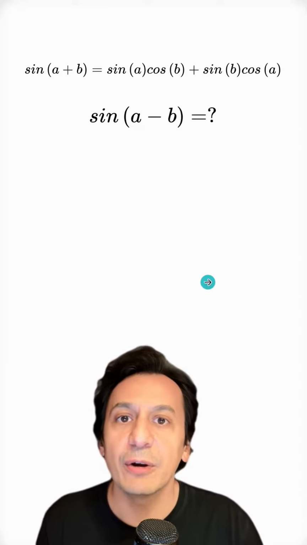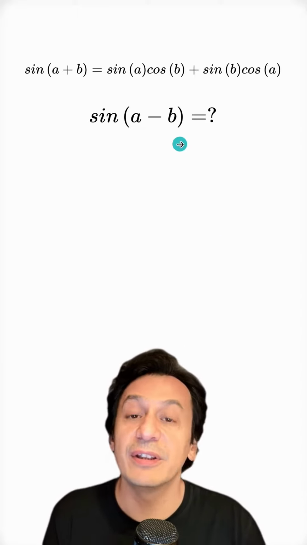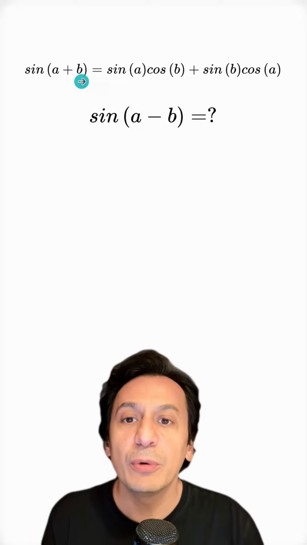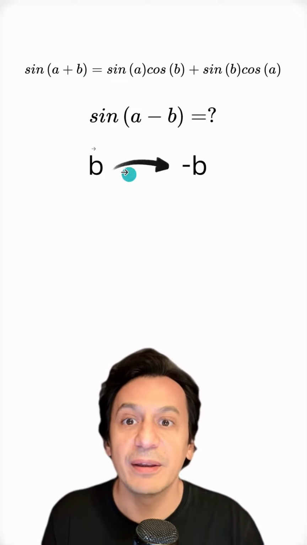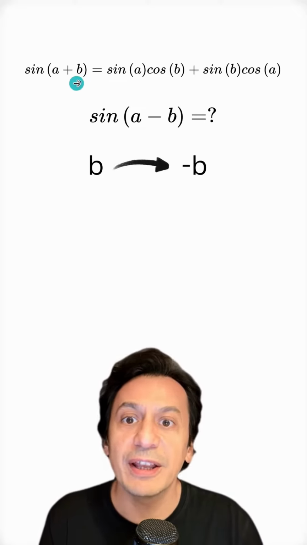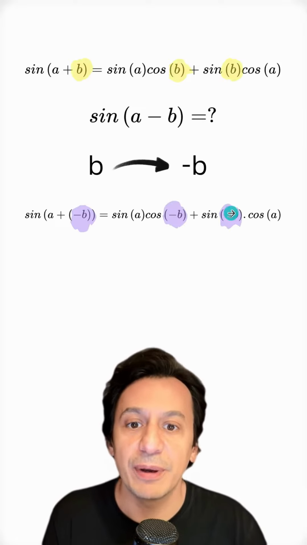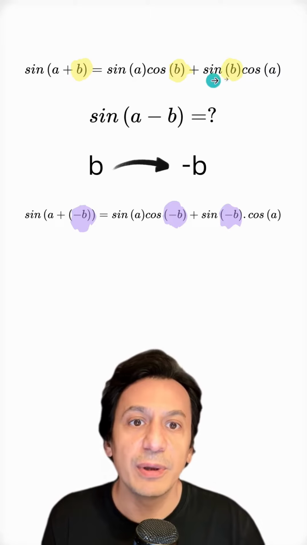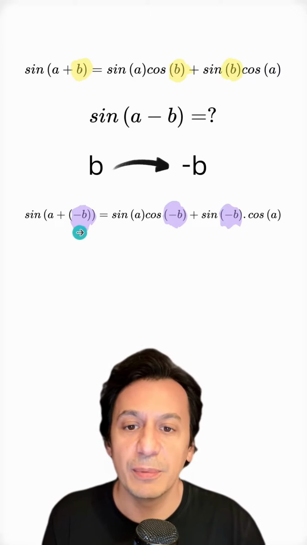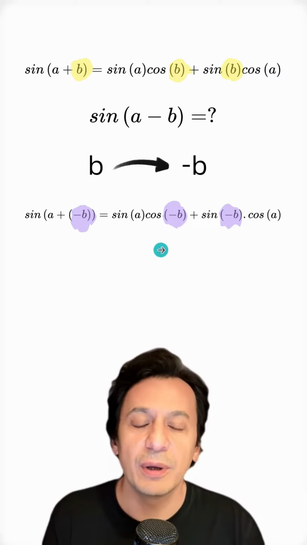Let's start with sine of a plus b. How do I find sine of a minus b? Here I will write minus b wherever I see b. If I do this, I will obtain sine of a minus b here, and I'll have an idea about its expansion. Now, as you can see, I replaced everything we saw as b with minus b. Now let's use our prior knowledge.